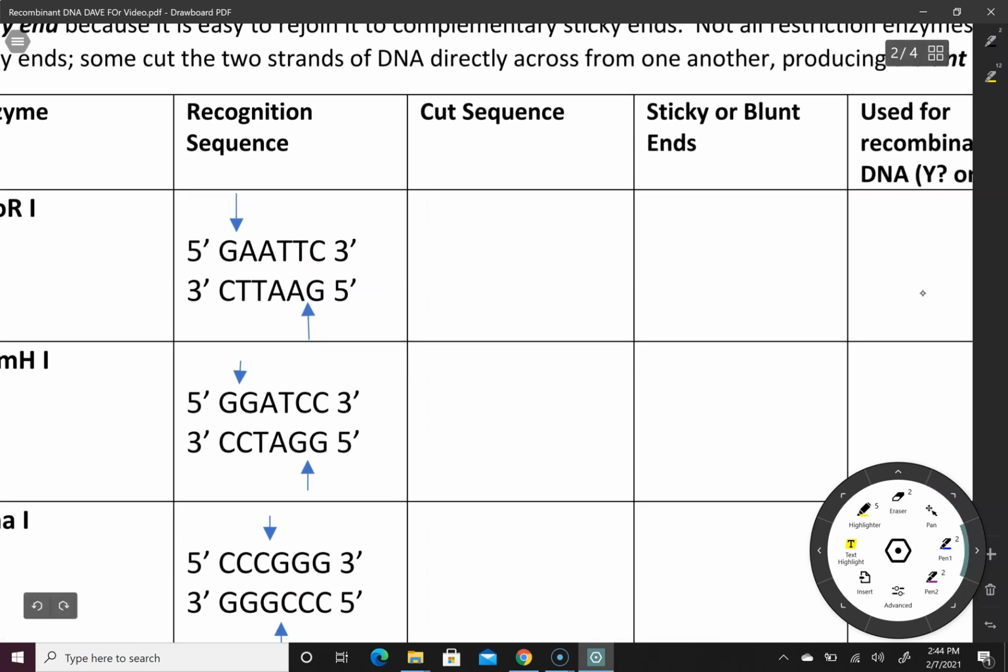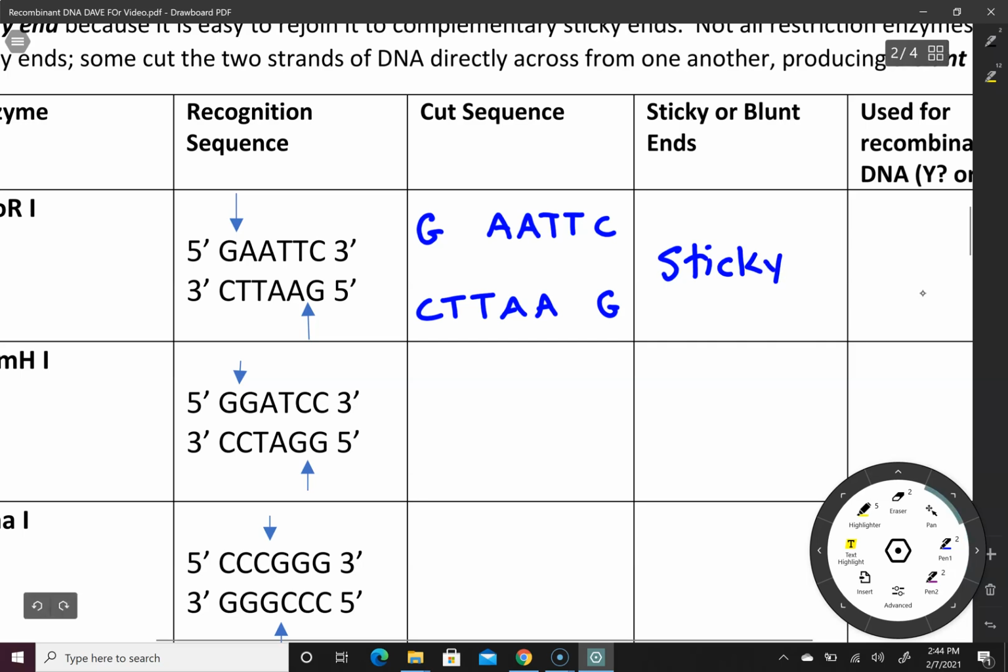Top one, cut sequence is going to be G, then I'm going to leave a space, and then I'm going to have my A, T, T, C, and that space is where the cut is. Then over here I'm going to have G with the space, then I'm going to have my A, T, T, C. So I know it was not a clean cut down the middle, so this is going to be a sticky end. That's how I know what kind of cut I have.